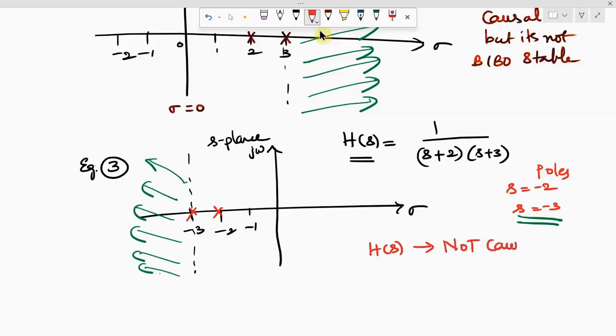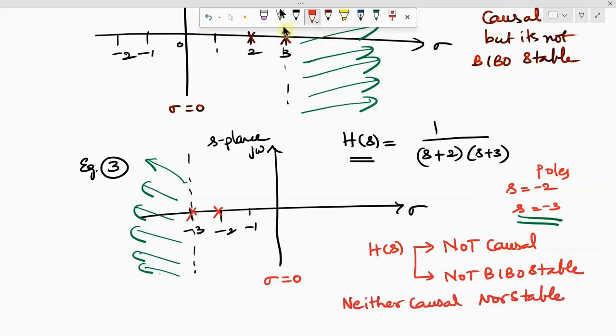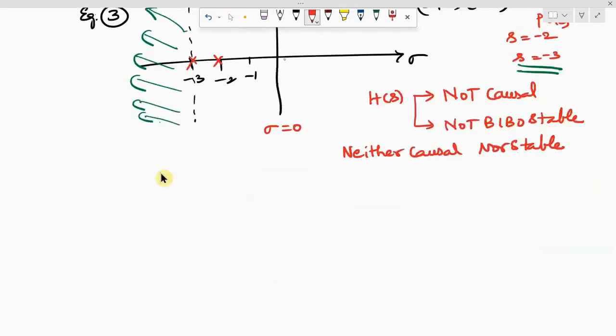First condition checked. Okay, done. Now, as per the ROC I have shown, is it satisfying BIBO stability? No, sir, because the sigma equal to 0 line is not in the ROC. So this system is not causal and not BIBO stable. Okay, so this is neither causal nor stable. Now, last example I will show you.